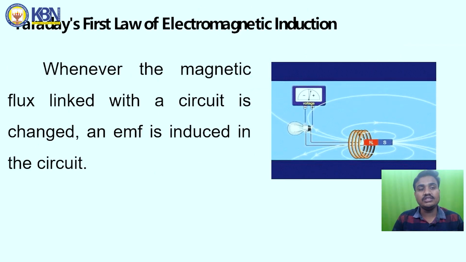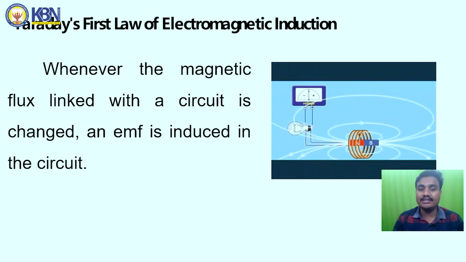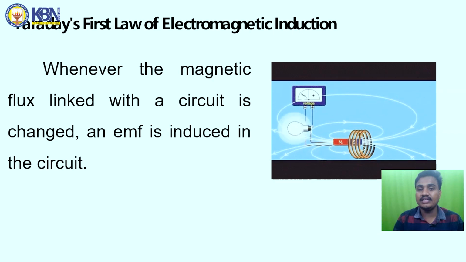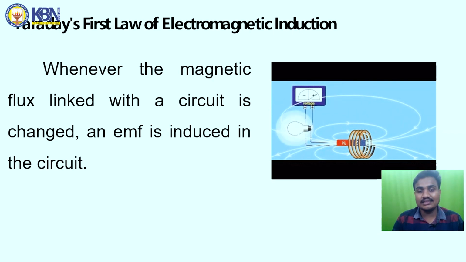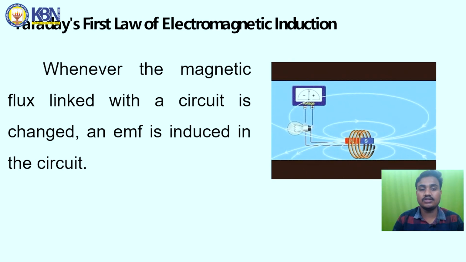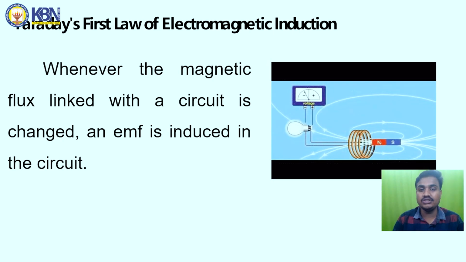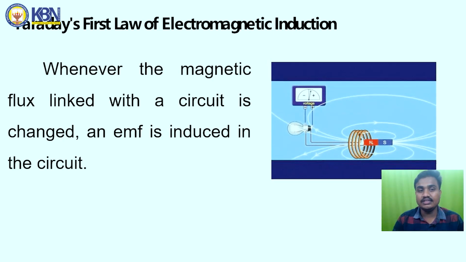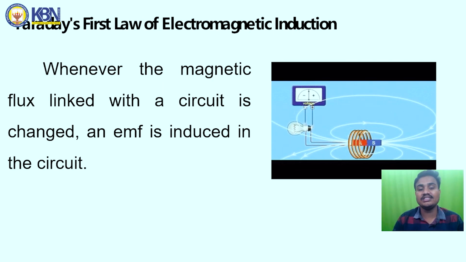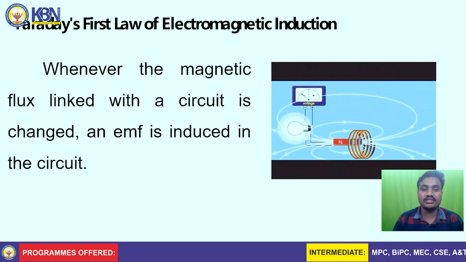So coming to Faraday's first law, you can see here, when the magnetic flux linked with the circuit is changed, okay, as you know by Oersted's experiment, any current-carrying conductor will produce a magnetic field around it. When the magnetic flux linked with the circuit is changed, an EMF, an electromotive force, is induced in the circuit, which is known as Faraday's first law. Simply, you can say when there is a change in the magnetic flux linked with the circuit, an induced EMF is produced in the circuit.